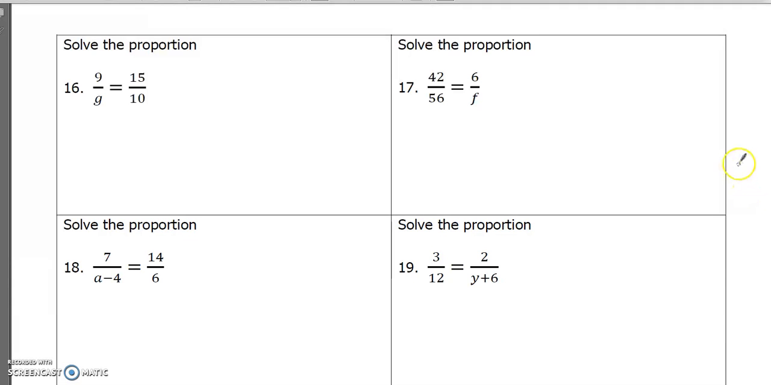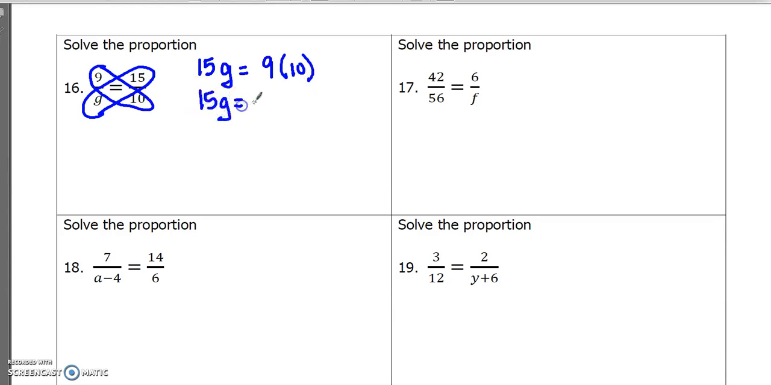All right, we're going to solve a proportion now. So again, I am still cross multiplying. So going this way, I have 15 times g, and then I have 9 times 10. So I'll bring my 15g down, and 9 times 10 is 90. So all I need to do is divide by 15. That leaves me g, and then 90 divided by 15 is 6. Let's keep going, see how many we can get done before my time runs out.